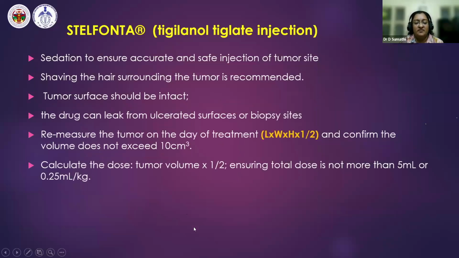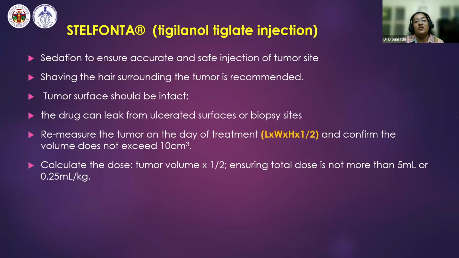And one of the biggest things that has come into the market is Stelfonta. It is tigilanol tiglate injection. This is an injection that is available for mast cell tumor. This is for lesional injection at the tumor site, but it has not come into our country, but it has been approved for use in USA. So it is one of the drugs which is injected at the tumor site.